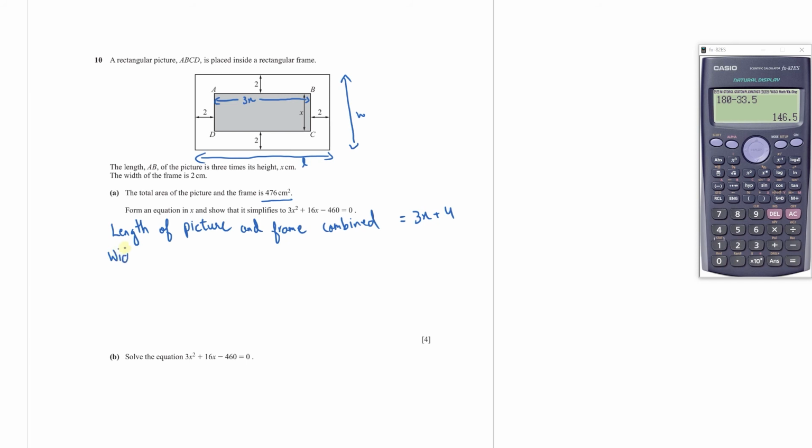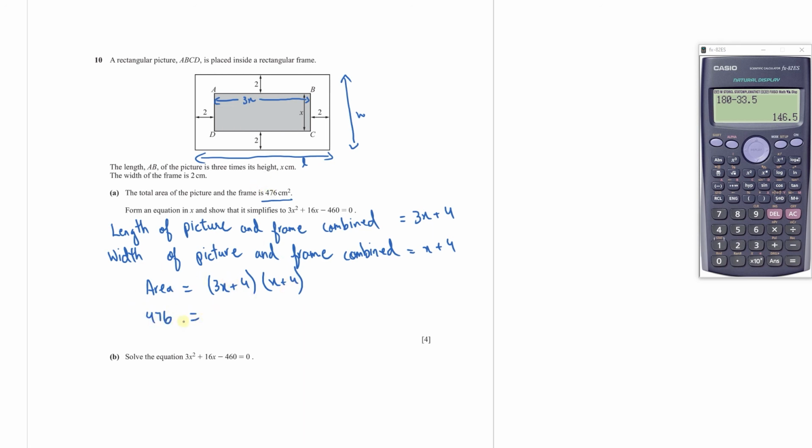Then you have to find the width of the picture and frame combined. This will be equal to, so this is your height plus 2 this one and plus 2 this one. So this will be x plus 4. Then area is simply these two multiplied together, length into width. So 3x plus 4 into x plus 4, and we are given that area is 476.